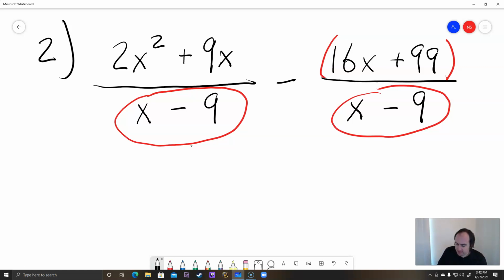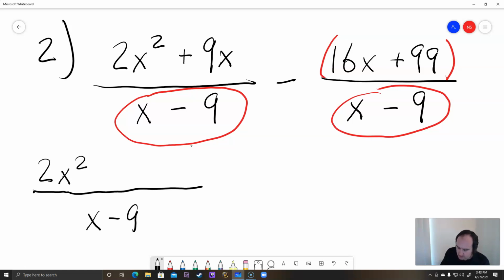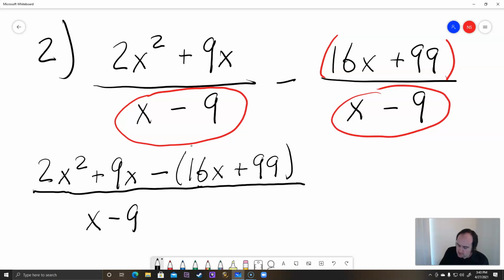Okay, so what's this going to look like? Well, we keep the denominators and then we subtract the numerator. So the denominator is going to stay as x minus 9, but now in the numerator, we're going to have 2x squared plus 9x minus parentheses 16x plus 99. So all we did was we kept the denominator and then we subtracted on the top. And I put parentheses around the 16x plus 99 because it had more than one term.